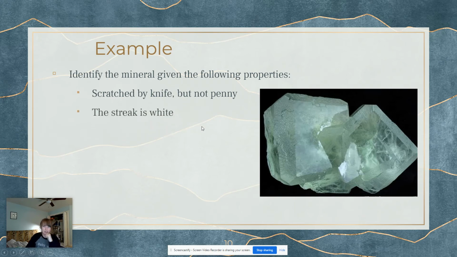Let's say we took this across a streak plate and it left a white streak. So the powder of this mineral is white. And the luster is vitreous or glassy. And I use vitreous just because the chart I'm going to show you uses that word instead of glassy.